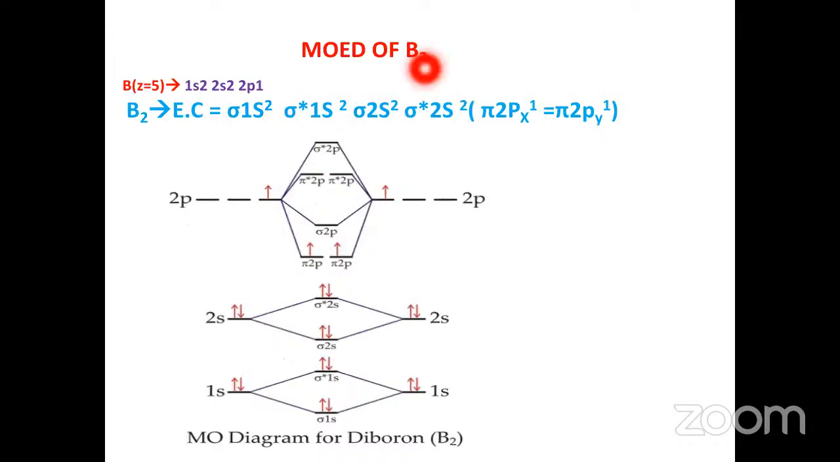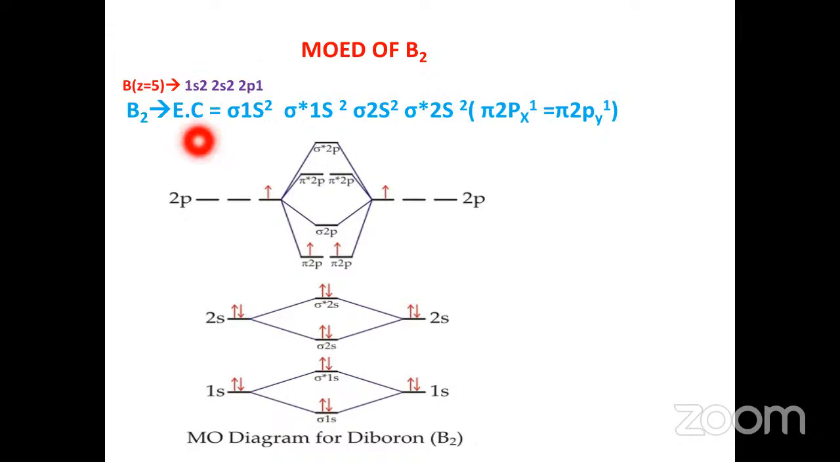Next goes to MOED of B2. MOED means molecular orbital energy level diagram of B2. The B2 molecule is formed by the combination of 2 boron atoms. Here boron atomic number is 5. Its electronic configuration is 1s2, 2s2 and 2p1.